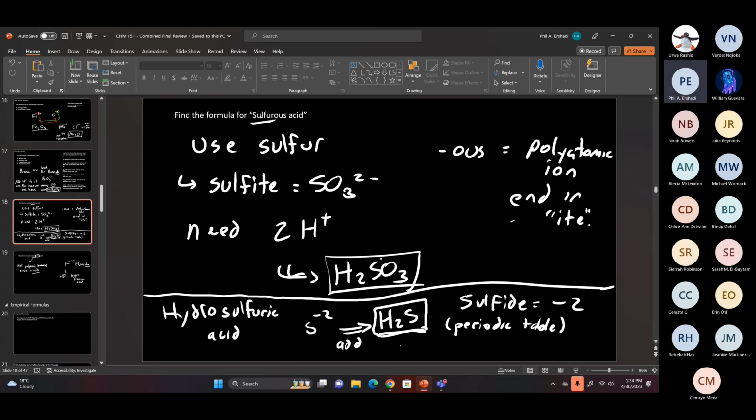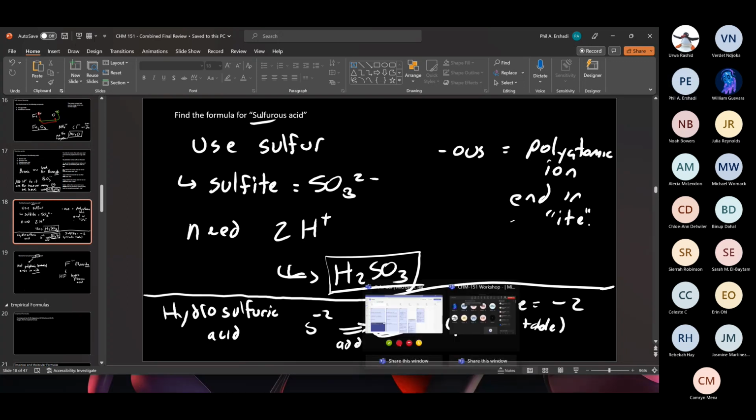So do you see the difference? Sulfurous acid has H2SO3. Hydrosulfuric doesn't have any oxygen, just has S. And almost all of your hydro acids are going to look like that. All right, so we got the idea, I hope.